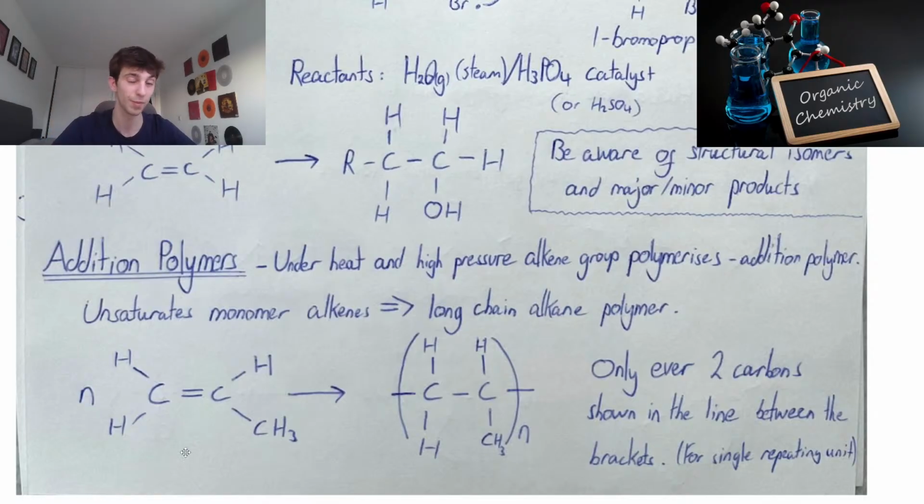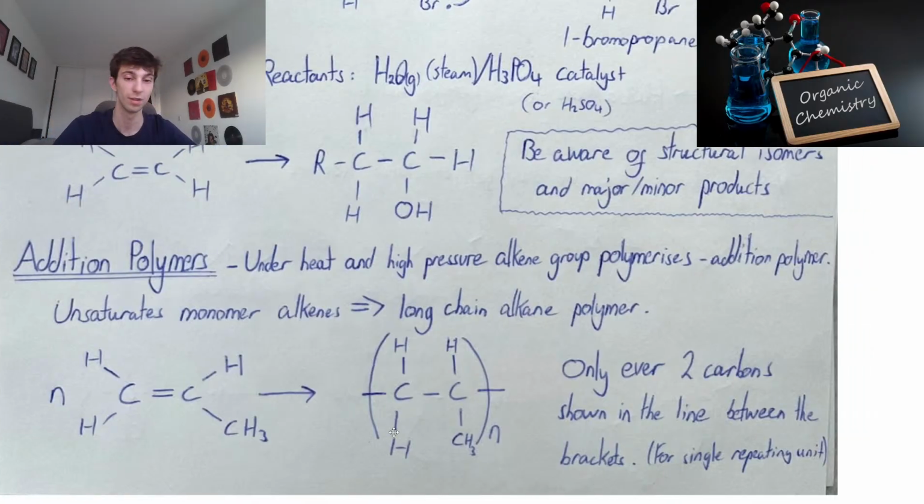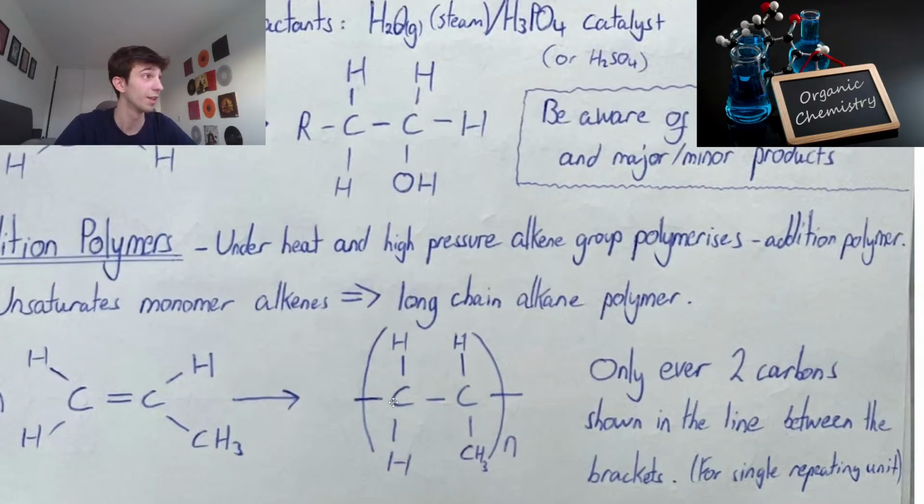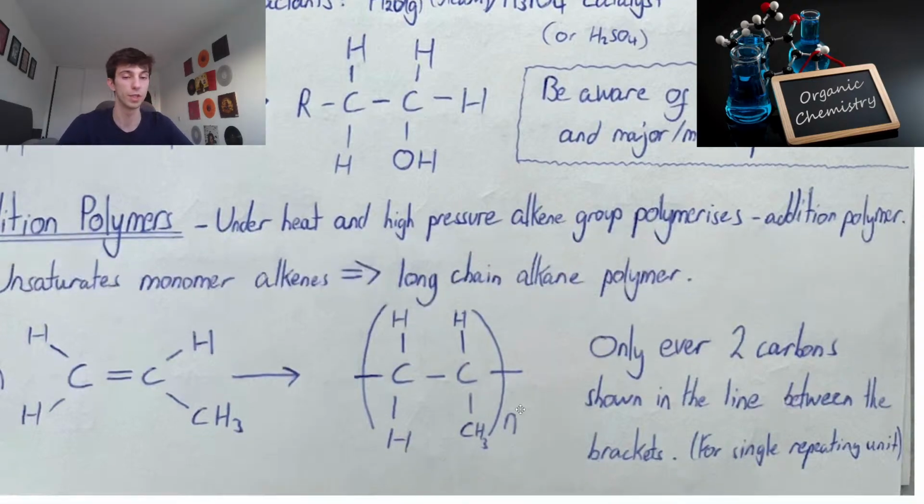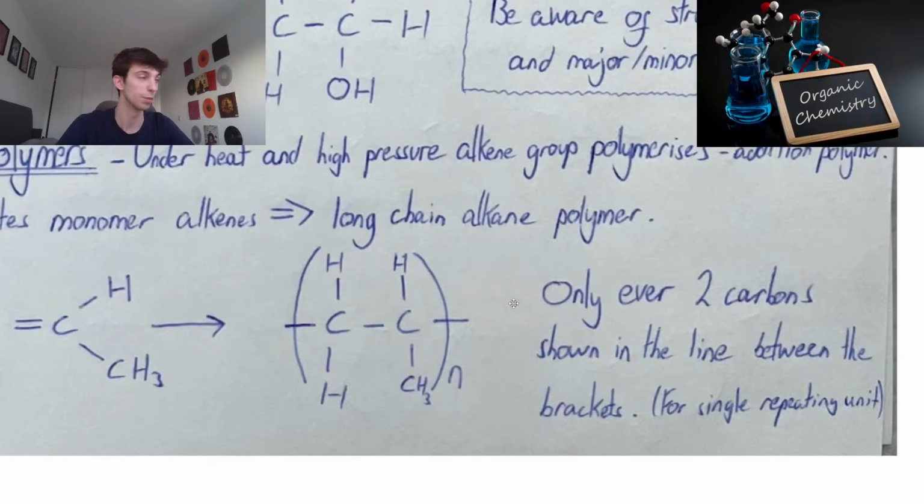So we'll have n alkene monomers. And all we have to do, guys, is get rid of that double bond. I'd always recommend putting those hydrogens vertically up, it makes it look a little bit nicer for the brackets. Extend those bonds from your carbons, and then we have n of these. They may ask you to draw 2 repeat units, 3 repeat units, whatever it is. But that's exactly it. And as I have said, we only ever show 2 carbons in the line between brackets. It just makes it a little bit easier for that single repeating unit.